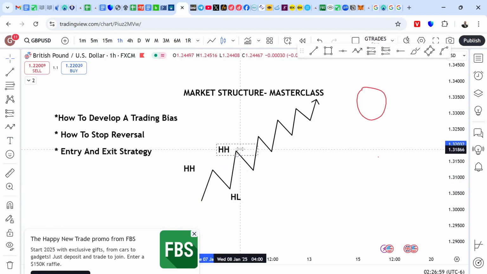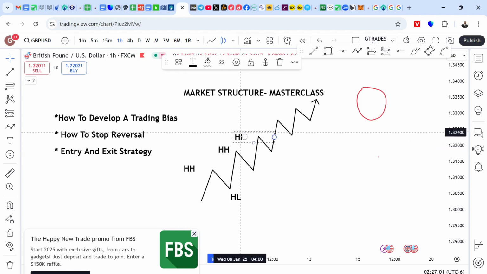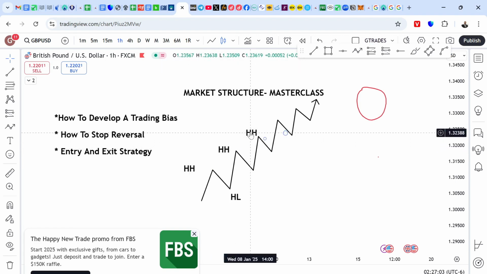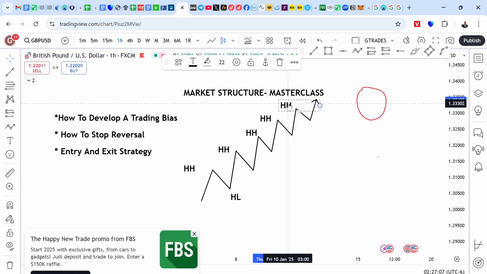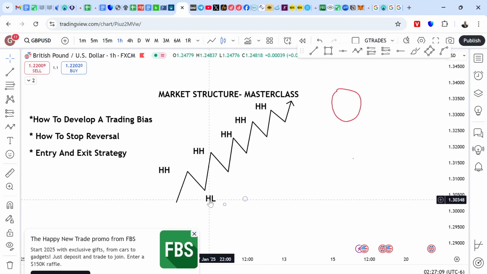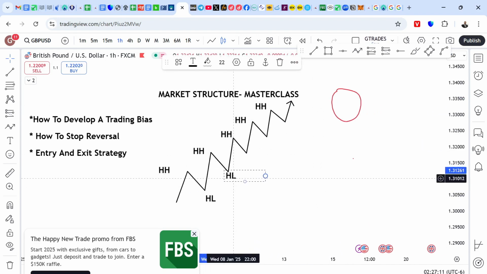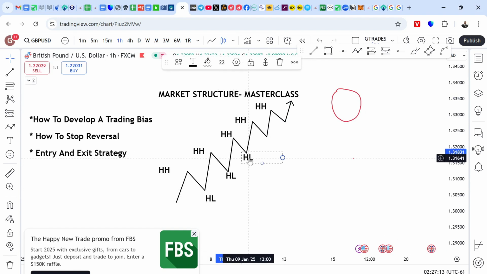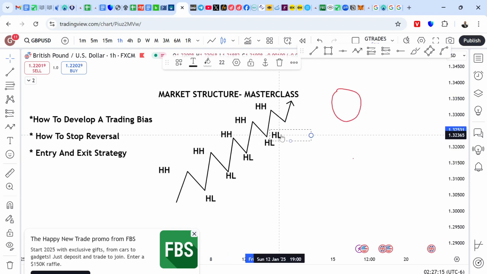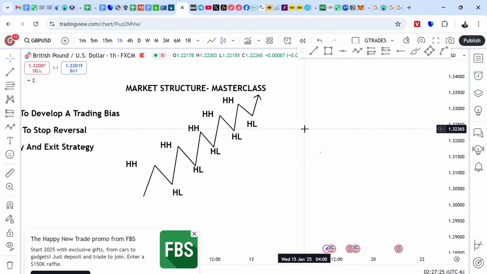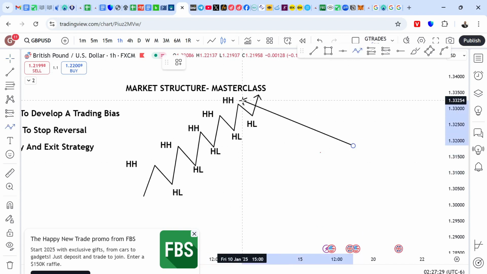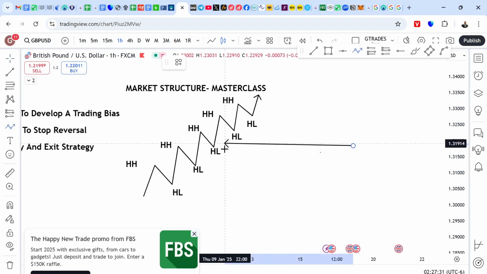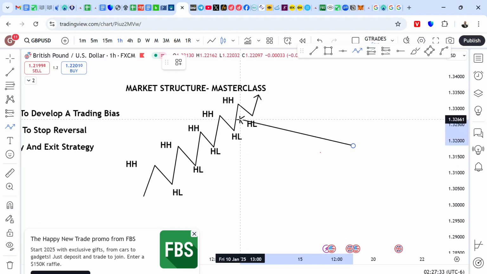And once you see this type of characteristics, it lets you know that the market is in an uptrend: higher highs, higher lows. So when you come to the market and you see price doing something of this nature, you should quickly know that these are the characteristics of an uptrend.